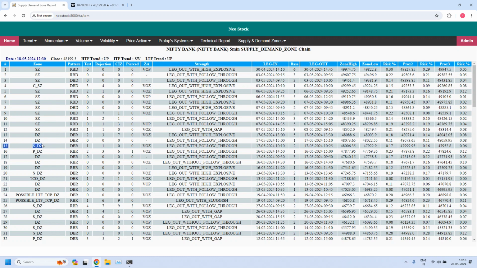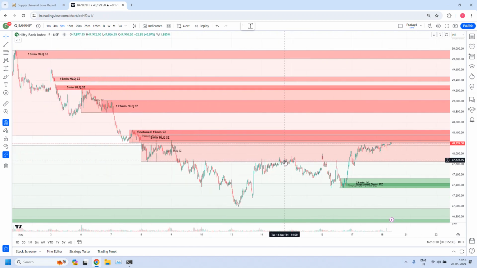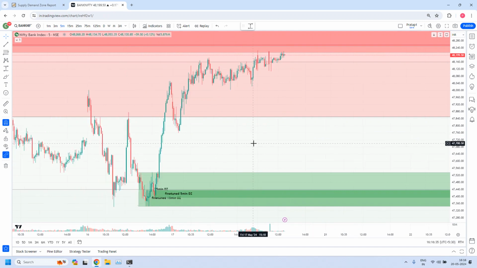Okay, here the 15th one, we have a high liquidity demand zone. This has a leg out with follow through candles. Already tested once and there was a rejection. And it was created on 17th May at 10 o'clock 10 minutes. 17th May, 10 o'clock 10 minutes. We have already drawn. No.